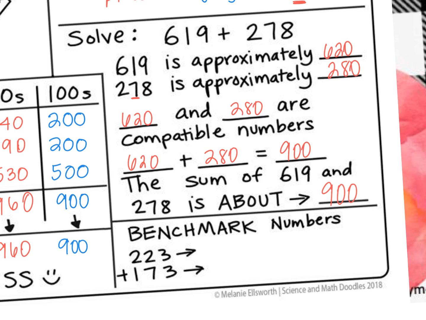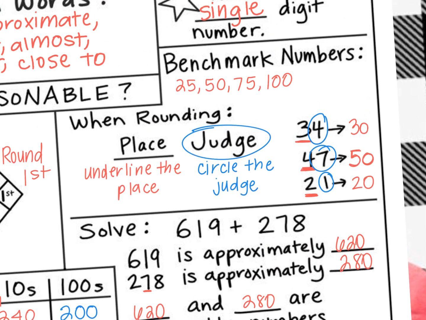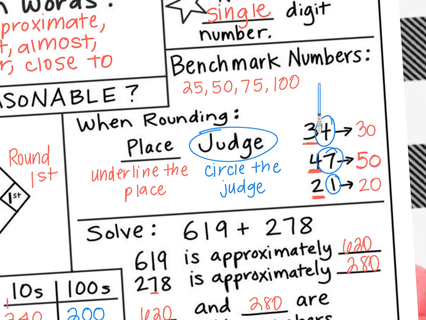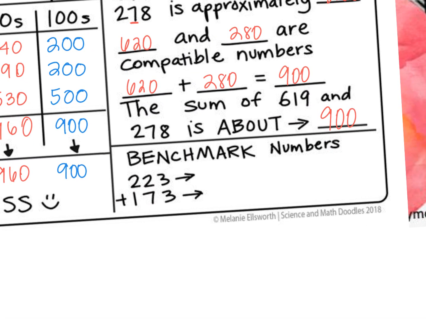And then the last part is benchmark numbers. Remember at the top where I showed you my benchmark numbers right here, how they are divided into like quarters. You guys said that it's like a quarter in money. So doing the same thing down here. So 223 is closest to which benchmark number? 225. Very good. And 173? 175. Now, is that easier to add up?